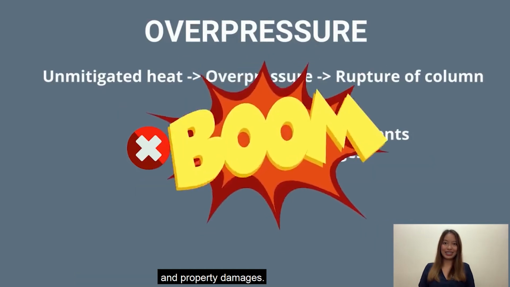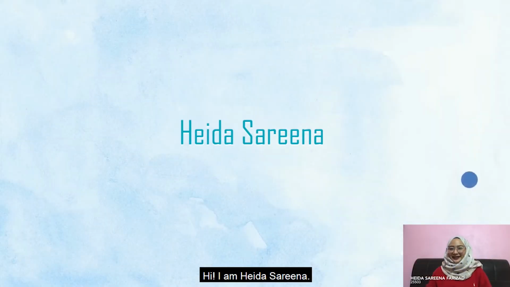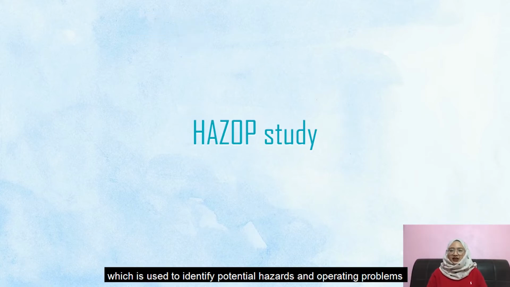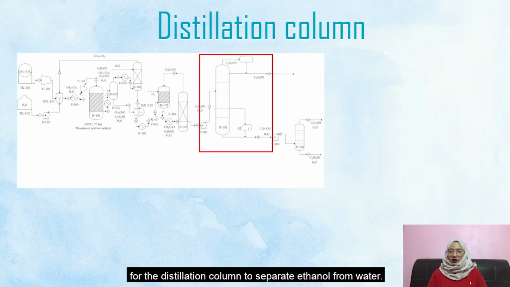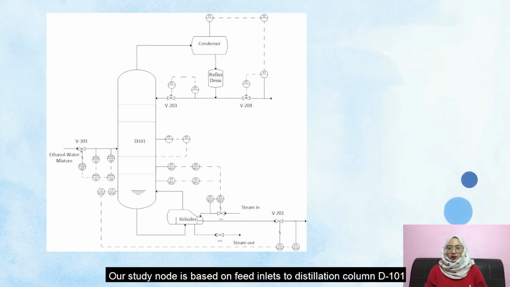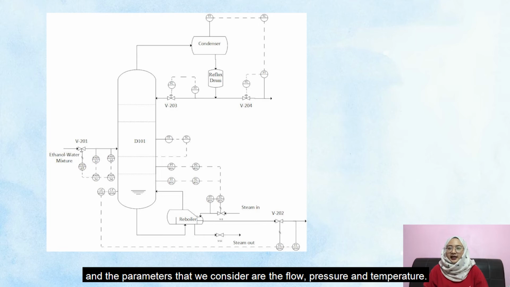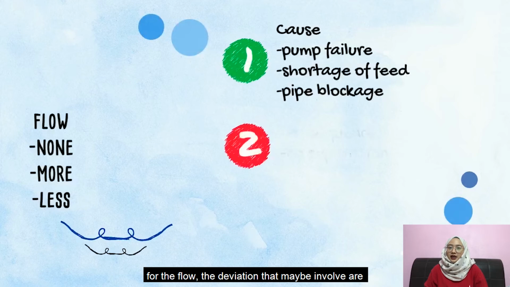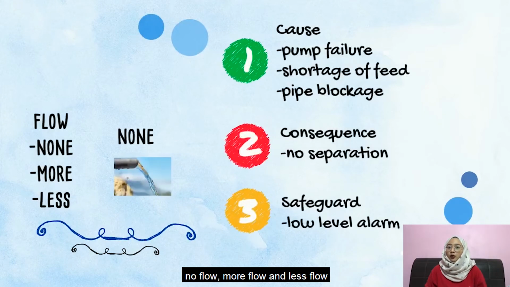accidents and property damages. Hi, I'm Hida Sarina. I will be explaining about the HAZOP study, which is used to identify potential hazards and operating problems for the distillation column to separate ethanol from water. Our study node is based on the feed inlet to distillation column D101, and the parameters that we consider are the flow, pressure, and temperature. For the flow, the deviations that may be involved are no flow, more flow, and less flow.